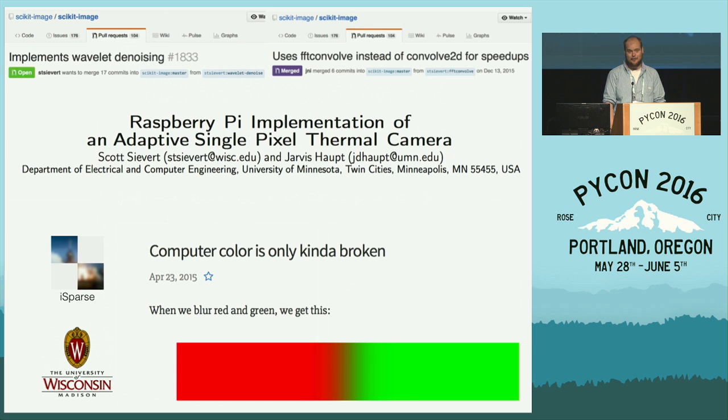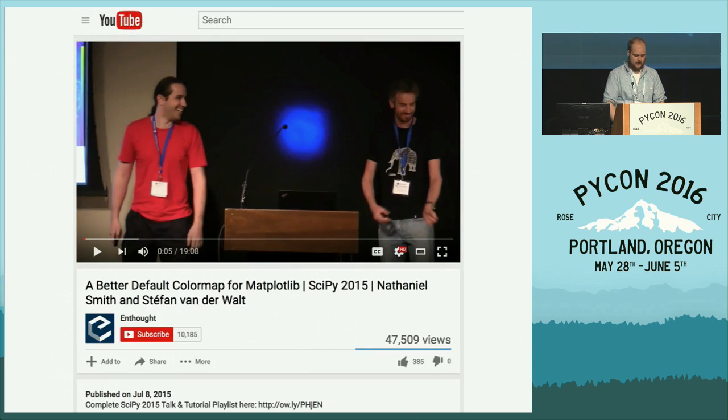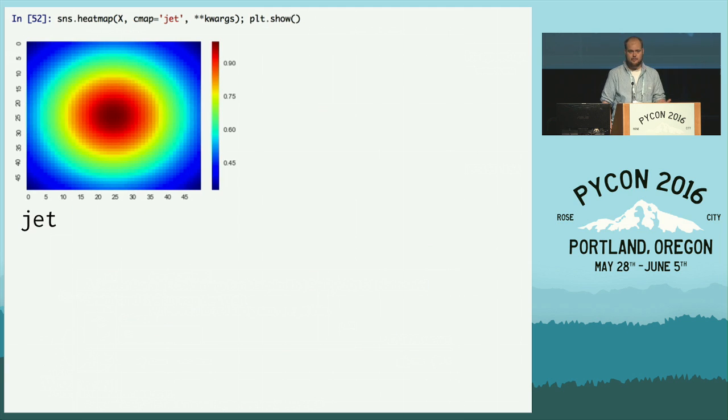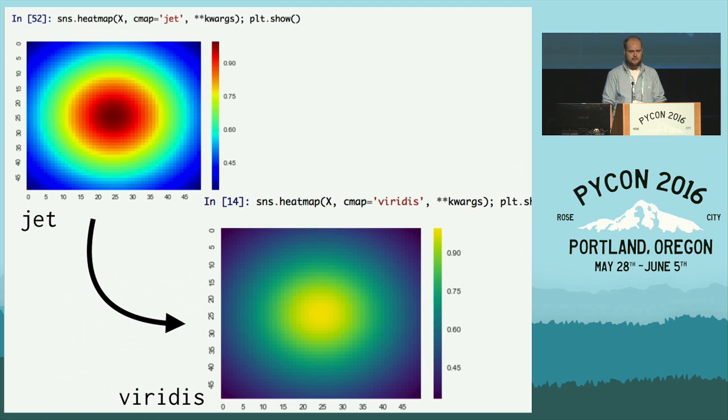Well, now I do. After I wrote this blog post, a video was released, given at SciPy 2015 by Nathaniel Smith, who's here, and Stefan van der Walt, who's also here, and possibly in the audience. In this video, they describe going from this color map, Jet, to this other color map, Viridis, which is the new default, which is a big change.